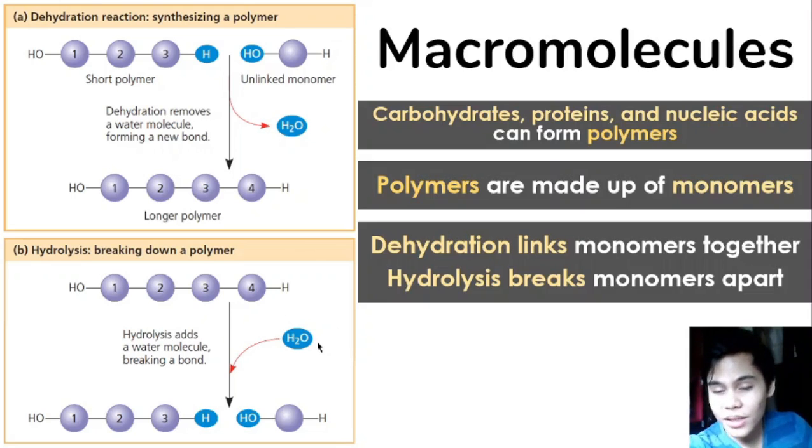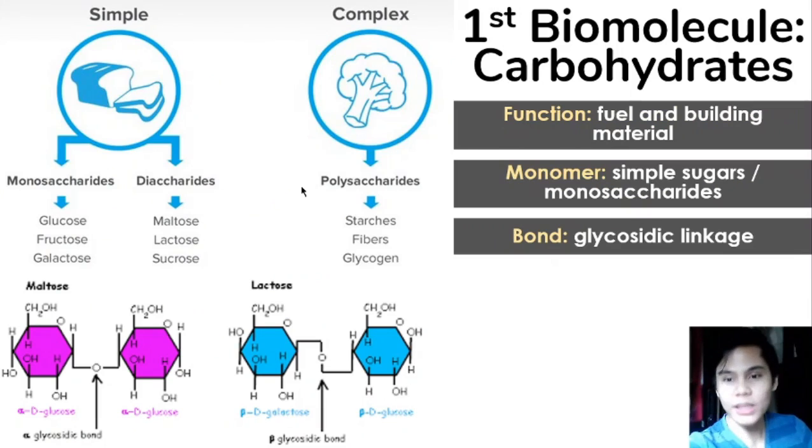On the other hand, hydrolysis is when water breaks the bond between monomers by adding the water and forming a hydrogen and hydroxide end on your monomeric units. So the first biomolecule is your carbohydrates. Its function is as fuel and as a building material.